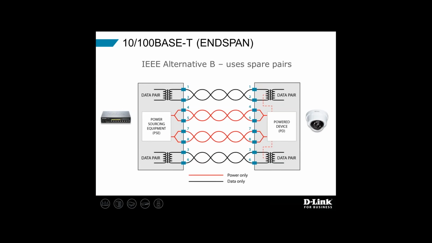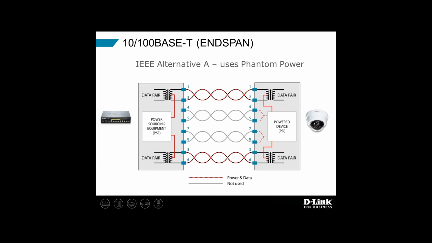Pretty basic. Now we'll take a look at 10/100, but this is alternative A. This is the other way that the standard allows power to be applied. In this case, data is also still on 1, 2, 3, 6, but we're actually putting the PoE power on 1, 2, 3, 6 as well. So that's signified by the red and black dashed lines.